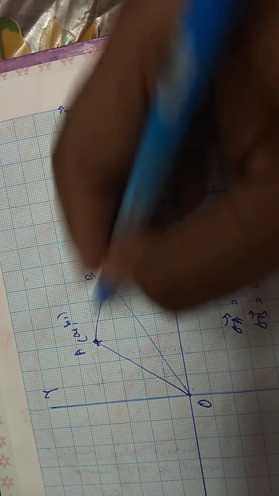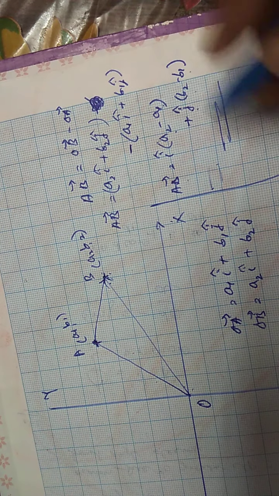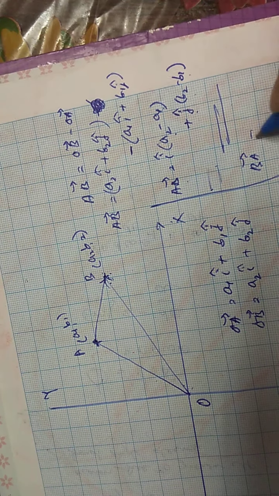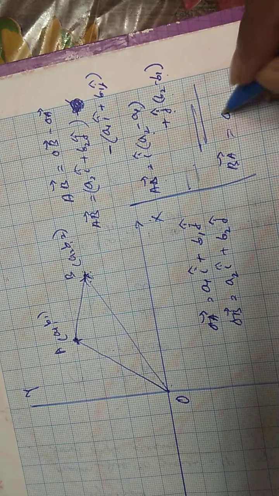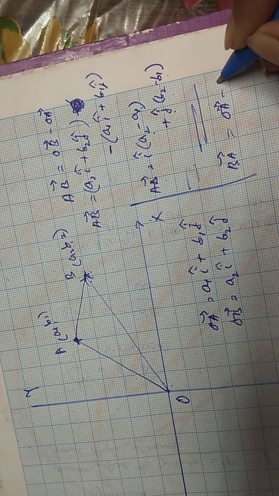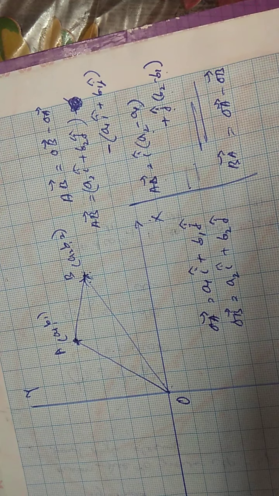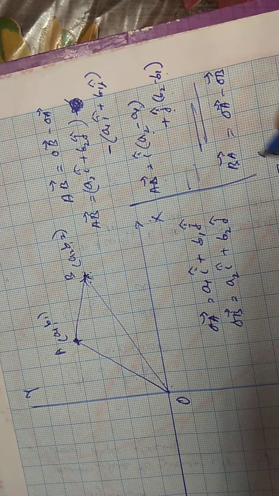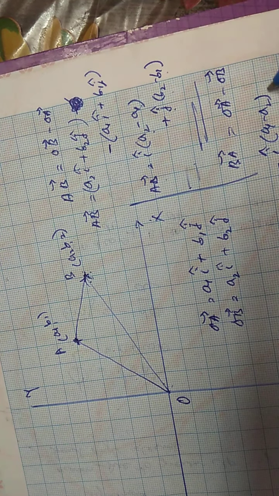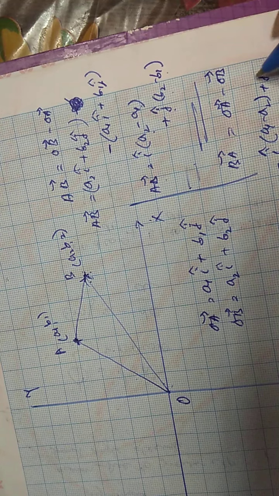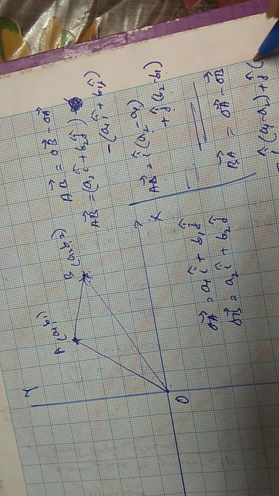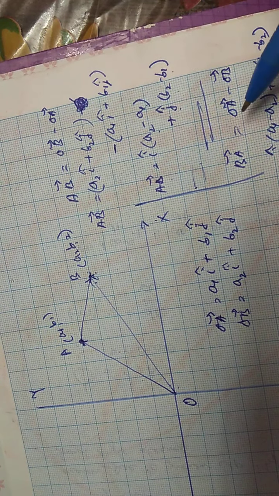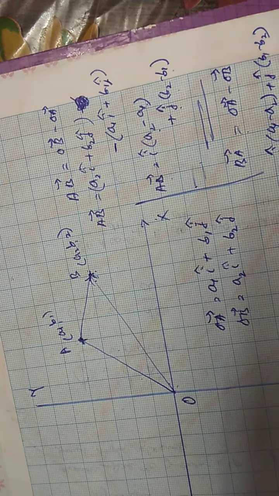If you have moved from B to A, your coordinates will just change here. This term will get changed. So your vector BA, if you move from B to A, is going to be vector OA minus vector OB, and if you solve it, you will get i cap A1 minus A2 plus j cap B1 minus B2. So your position vector BA or your displacement vector BA is given by this.